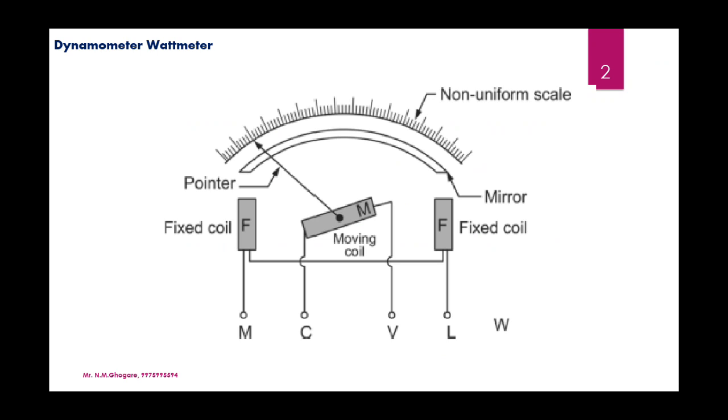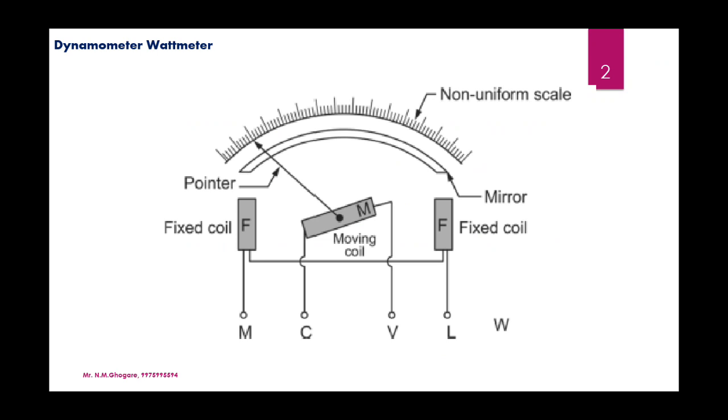M and L are the terminals of the current coil. To restrict the current flowing through the moving coil, a high resistance is connected in series with the moving coil and its circuit is made highly resistive. This coil is called the voltage or pressure coil. The voltage coil is connected in parallel with the load. That's why the resistance of the voltage coil is greater than the current coil. The current coil resistance is less than the voltage coil resistance.